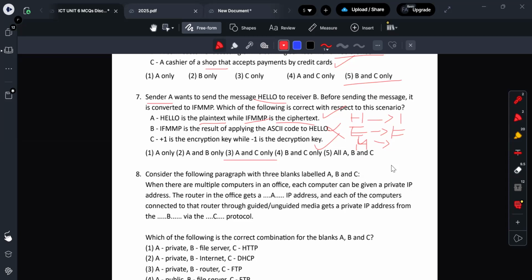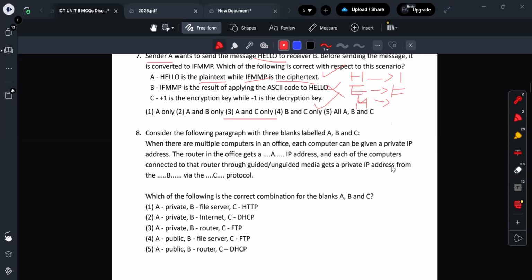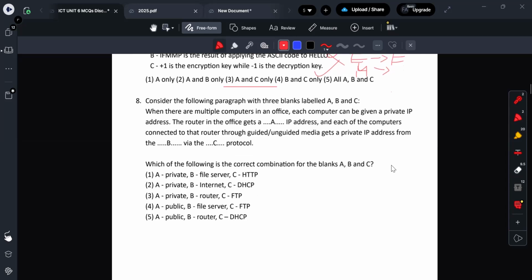And to decode it back, what must you use? -1, right? So that is what is known as the decryption key. Clear, no? Okay, then we have about addressing.